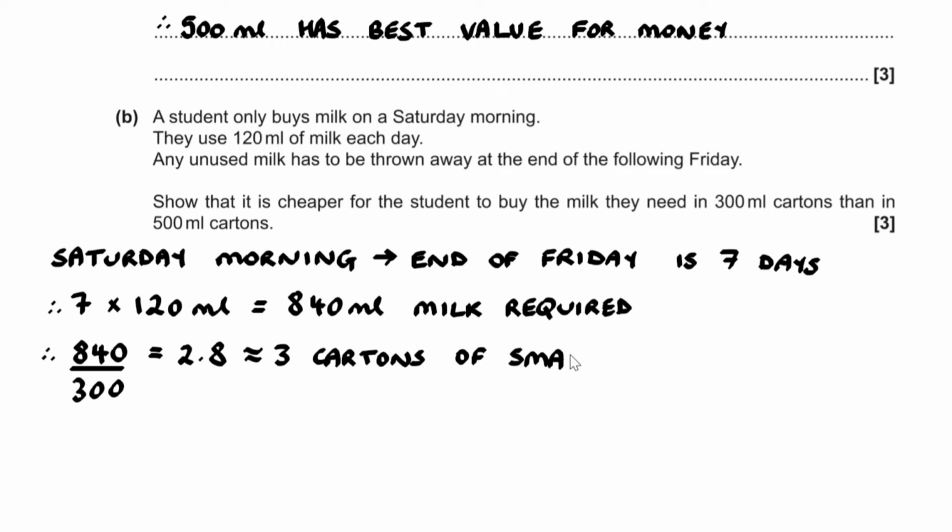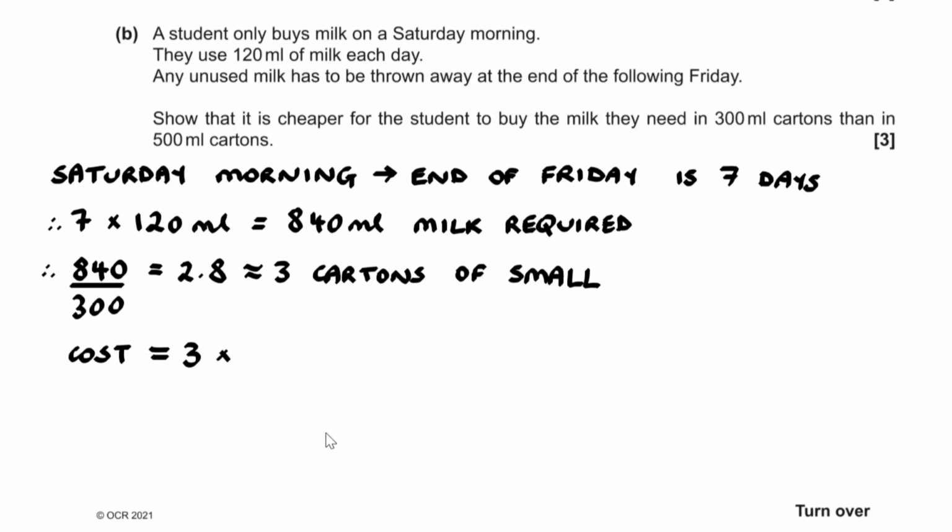So what would be the cost of this? The cost of this will equal 3 multiplied by 31 pence, which is equal to 93 pence.